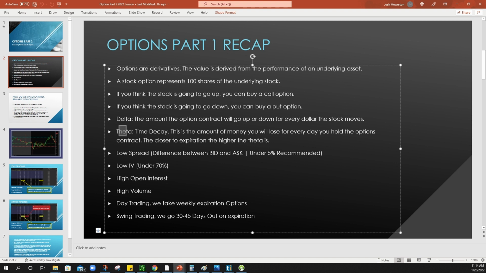And this is the amount of money you will lose for every day you hold the option contract. So if we know that the closer to expiration, the higher the theta is, that means the further from expiration, the lower the theta is. If we're holding these contracts from one day into the next, we want to lose the least amount of money for every day we hold it. So go 30 to 45 days out on your expiration, right?